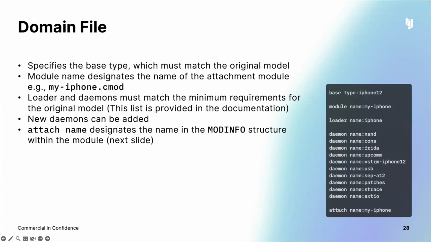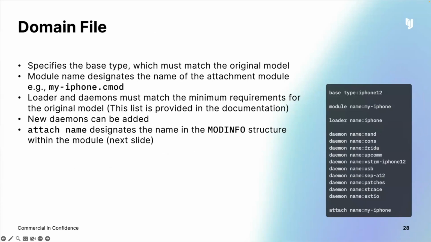Just like defining a new model, extending a model also requires a domain file. This must match the name of the original model, for example, iPhone 12. The loader and daemons also need to match the original model, although new daemons can be added. The SDK documentation contains a table of which daemons are required for each built-in model. And finally, the attach line specifies a CHARM module to load. This doesn't replace the module for the built-in, but it is executed after the device is otherwise created.